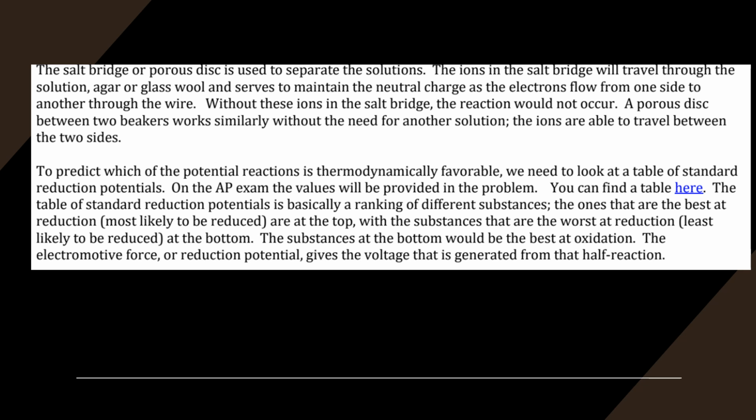To predict which of the potential reactions is thermodynamically favorable, we need to look at a table of standard reduction potentials. You'll be given those on the test, and I'll show you those for each problem that you do for your homework or in this lecture. It's basically a ranking of different substances. The ones that are best at reduction are at the top. This is important: they're most likely to be reduced. The substances that are worst at reduction are the ones most likely to be oxidized. The electromotive force, or reduction potential, gives the voltage that is generated from the half reaction.